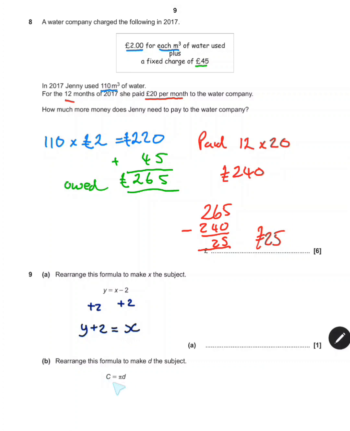Part B says, rearrange to make D the subject. So I want D to be on its own. Well, when you've got two things squished together, there's a multiplication. So we're timesing by pi. The opposite of that is to divide by pi. And we need to do it to both sides. Left hand side, C divided by pi just looks like this. C divided by pi. And the opposite of timesing pi is dividing pi, so they go away. And you're just left with D.